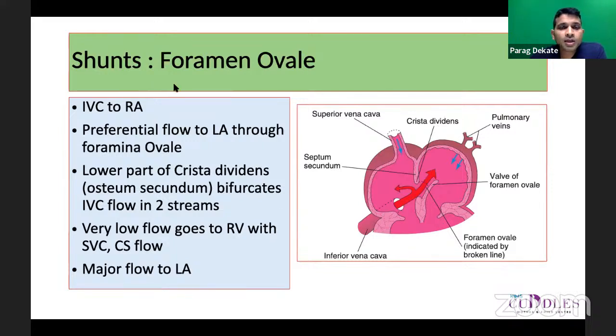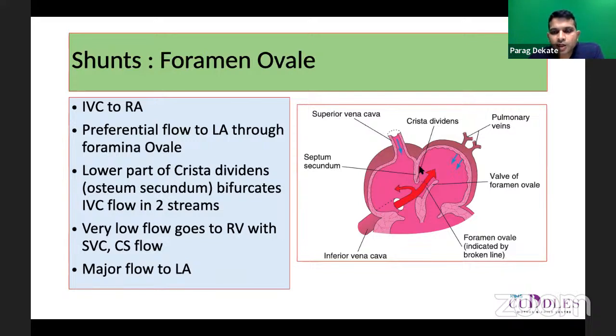So let's talk about another shunt, which is the foramen ovale. What happens is the inferior vena cava comes and the blood goes into the RA. From the RA, it goes into the LA through the foramen ovale. There is a preferential flow to the LA through the foramen ovale. We'll talk about it, and we spoke. There is such an arrangement that the blood coming will directly go towards the LA.